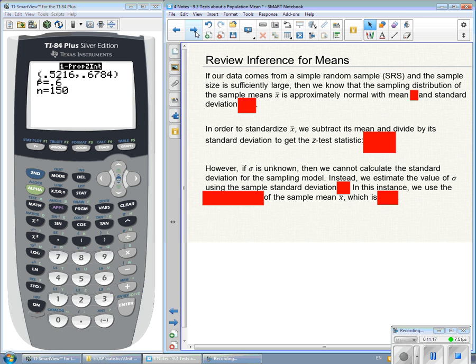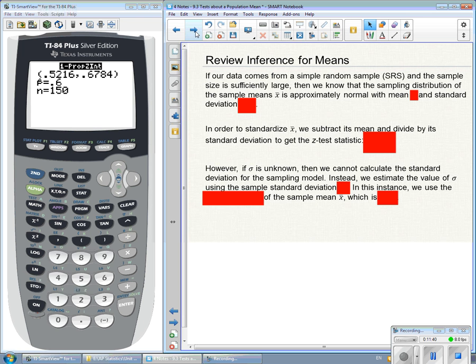So what I'd like you to do is pause the video for a minute, and I'd like you to try to fill in the blanks on the back of your warm-up with all of the inference about means, and you've got your answer bank. Not all of those answers will be used, but I believe none of them are repeated either. So if you could press pause and go ahead and complete the review for inference for means, and then we'll go over it in just a second.